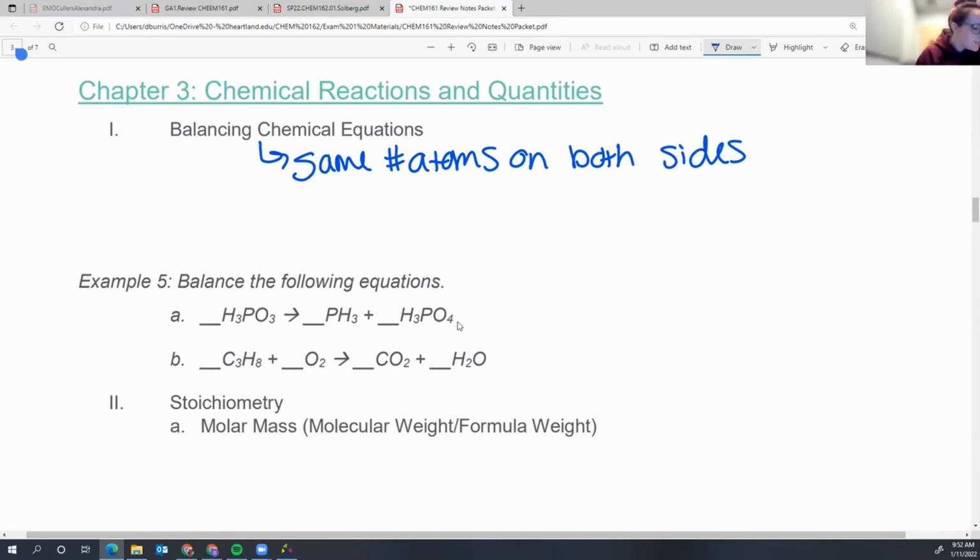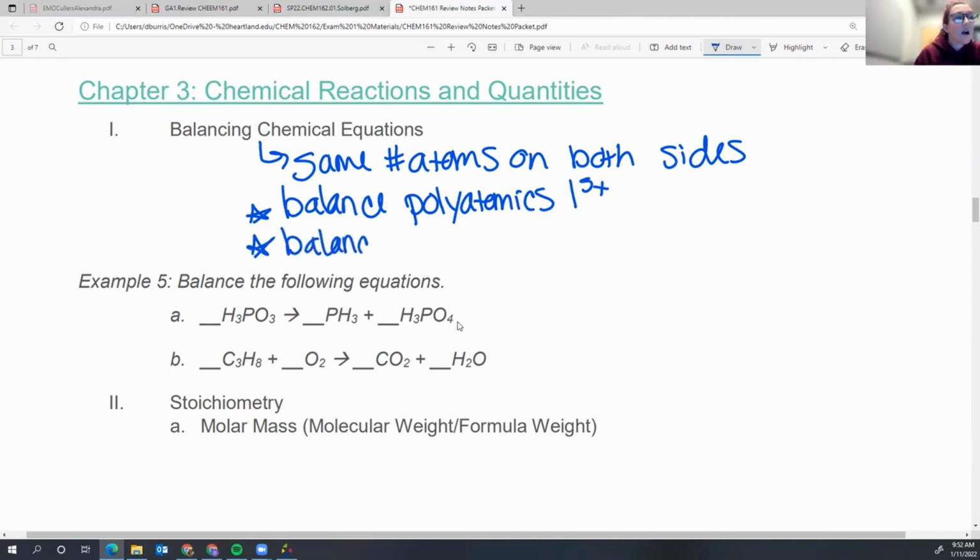Now, a couple of tips that I have are to balance your polyatomic ions first, if they stay together on both sides. Balance polyatomics first. It's going to help you out a little bit. Other thing is I would balance pure elements like oxygen, O2, last. Balance pure elements last.